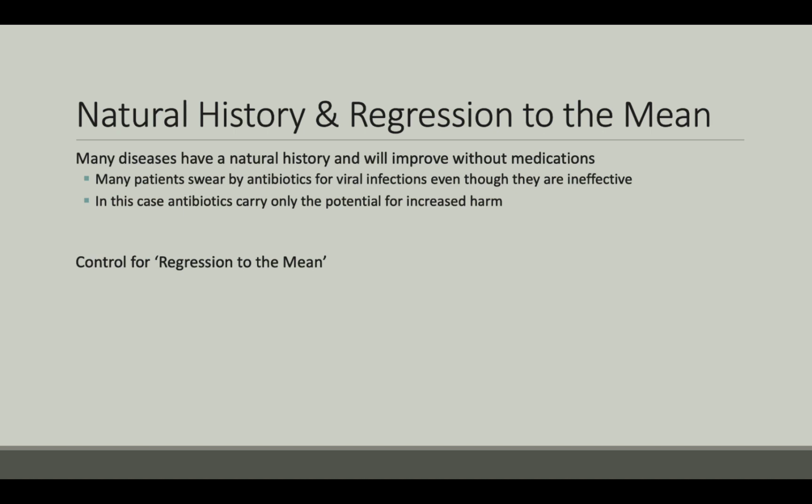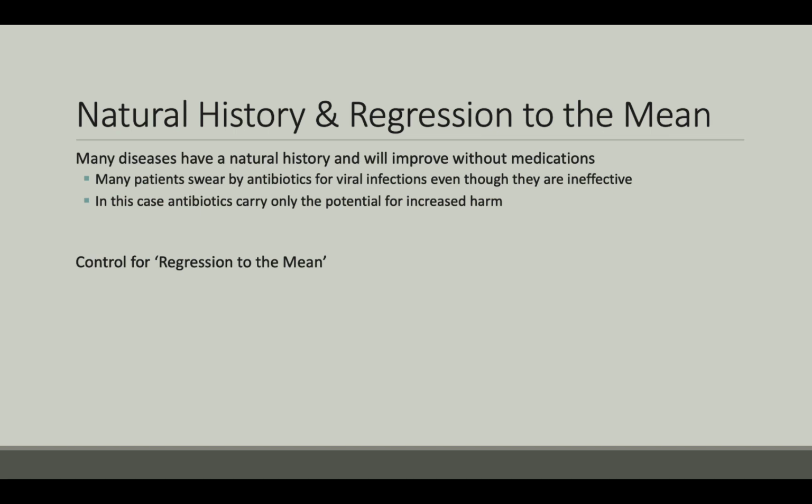Regression to the mean is a statistical phenomenon in which outlying or extreme values naturally tend to normalize over time. This is true when looking at variables which are subject to randomness. For example, extremely tall parents tend to have children who are also tall but not quite as tall. This is also true for diseases.